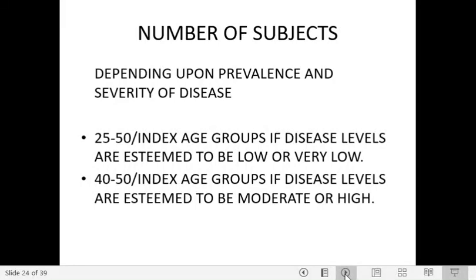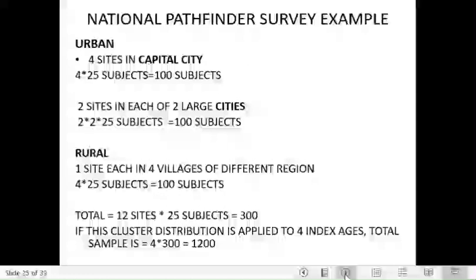How will you decide upon the number of subjects? It depends upon prevalence and severity of the disease. If the disease levels are estimated to be low or very low, then you can choose 25 subjects. If it is high, then you can choose 40 to 50 per index age group. So suppose you want to carry out a National Pathfinder Survey, you choose 4 sites in the capital city.